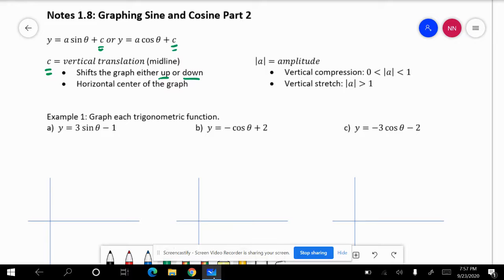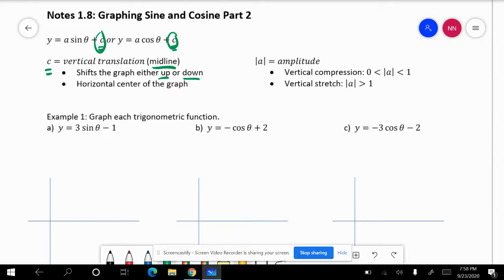And the horizontal, or the midline, of the graph is the center of the graph. So if it shifts up 1, then it's no longer at 0, it's at 1. If it shifts down 2, then it's at -2. That's all based off of our constant value. That's what we did last time.